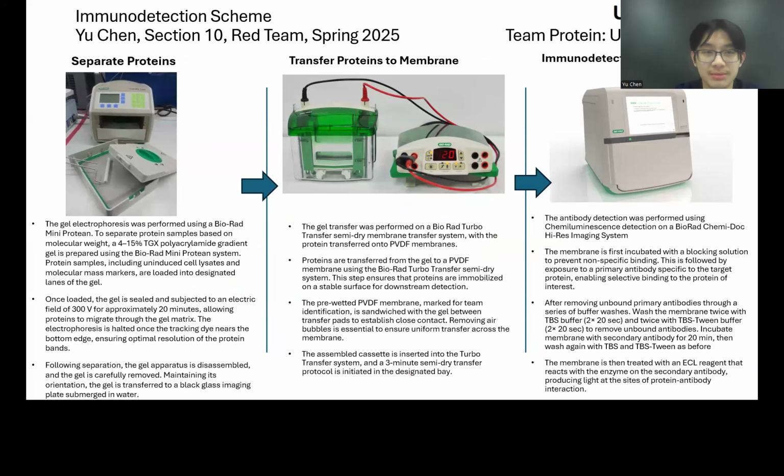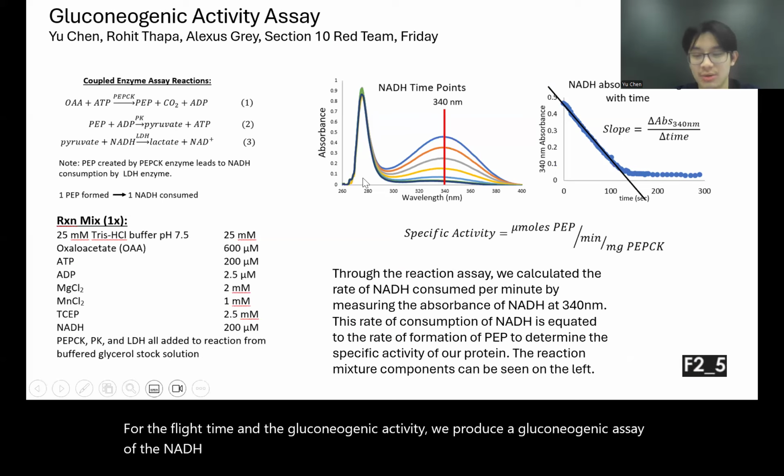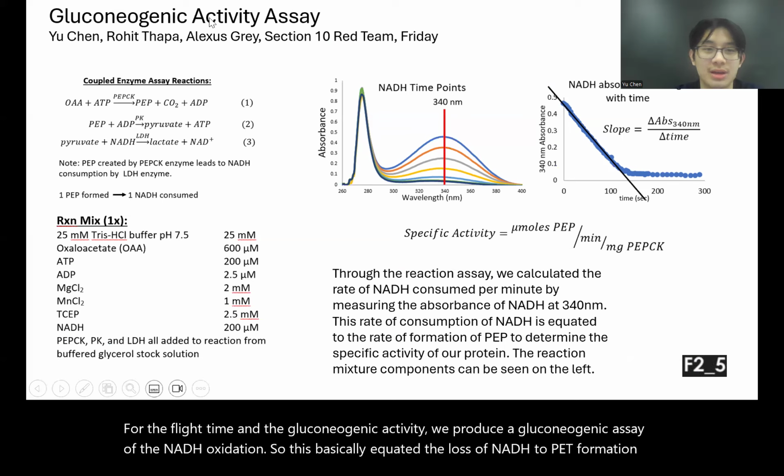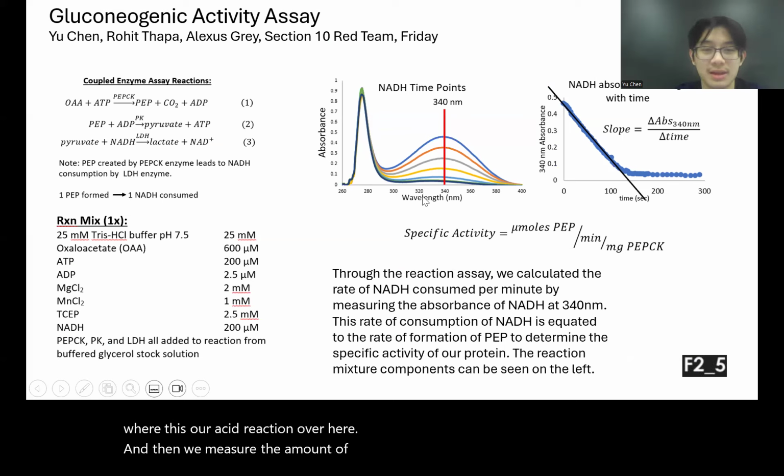For the immunodetection scheme, these are the steps we did for immunodetection. We separated protein through Western blotting, transferring the protein to a membrane, and then subsequent staining and chemiluminescent imaging are used to visualize and detect the protein for the flag tag. And for the gluconeogenic activity, we performed a gluconeogenic assay of the NADH oxidation. So this basically equated the loss of NADH to PEP formation, where this is our assay reaction over here. And then we measure the amount of NADH through absorbance.